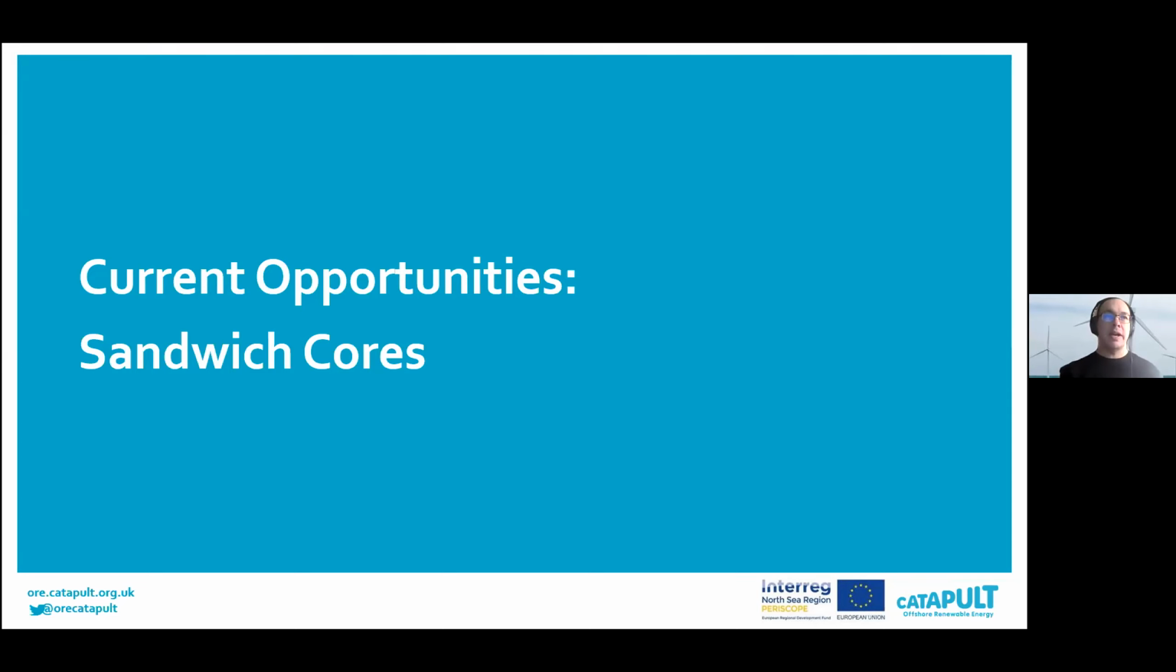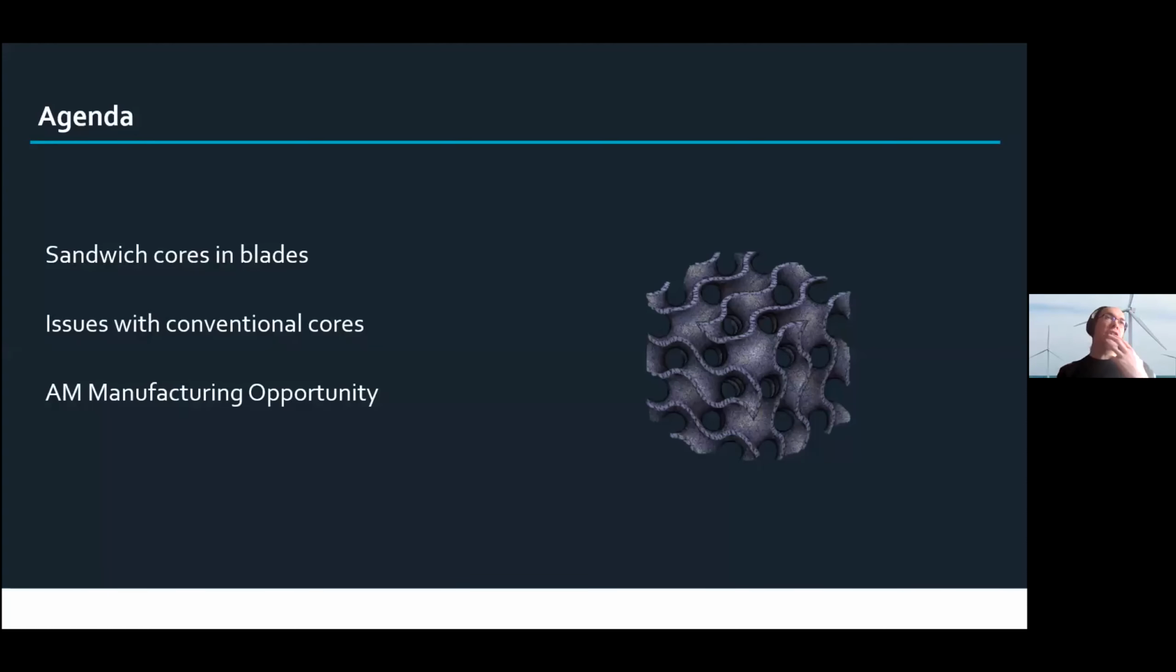So initially, I'd like to give some background to sandwich cores and their use in blades, outline some of the issues with conventional cores as they're processed, and finally give a quick AM manufacturing opportunity overview. So it should be relatively quick, so I can leave time for more discussion with the group or any questions brought forward.